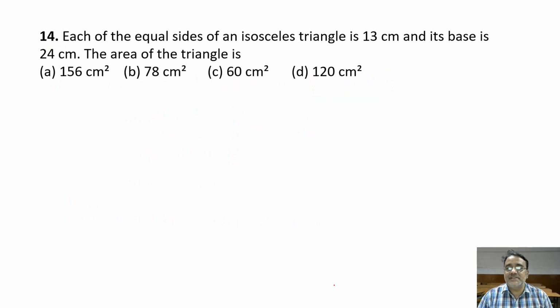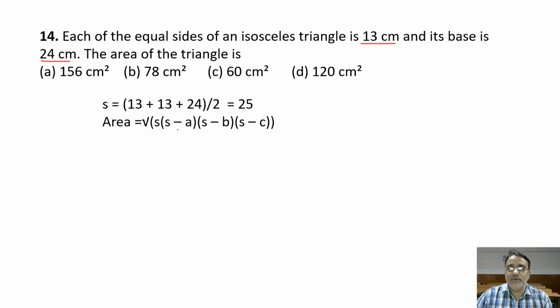Each of the equal sides of an isosceles triangle is 13 centimeter and its base is 12 centimeter. Find the area of the triangle. We have already done a similar question. So 13 plus 13 plus 24, it is 50. So 50 by 2 is 25. So the semi perimeter, 25, is found. Now we'll write Heron's formula.